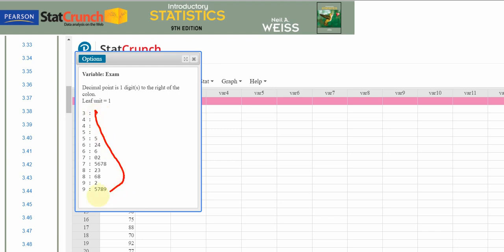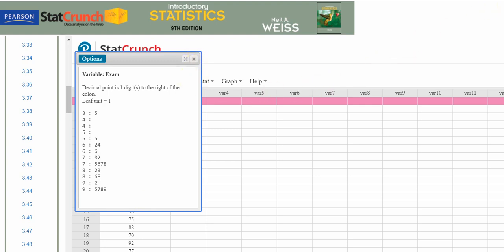There. So the data is skewed to the left. Remember, the low scores are here, the high scores are here. So the stem and leaf supports the skewness of this distribution. All right, and let's see what else I want to do.